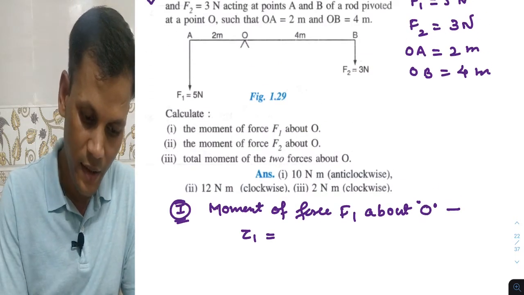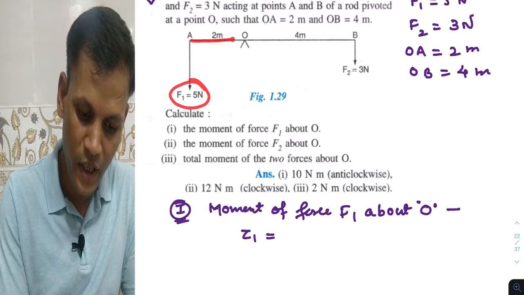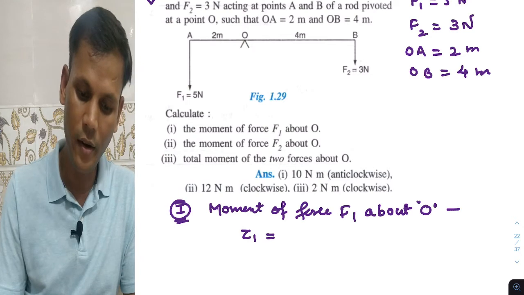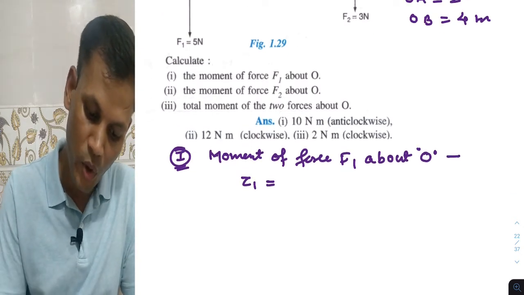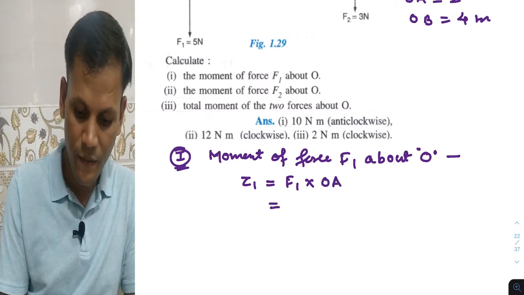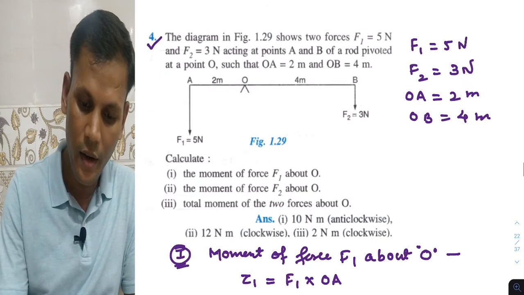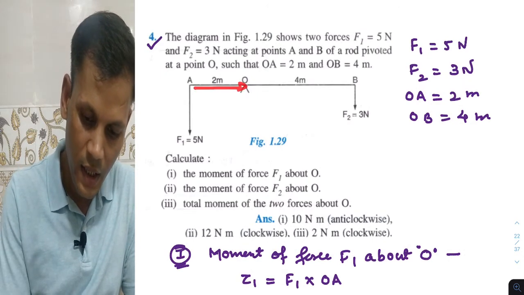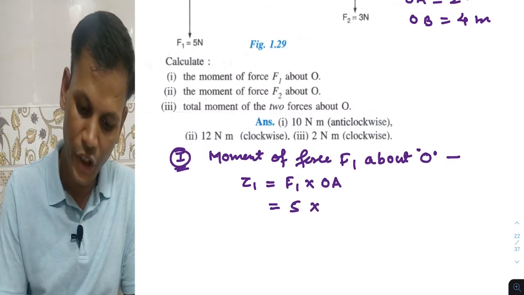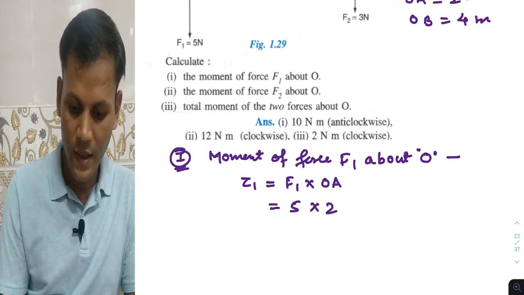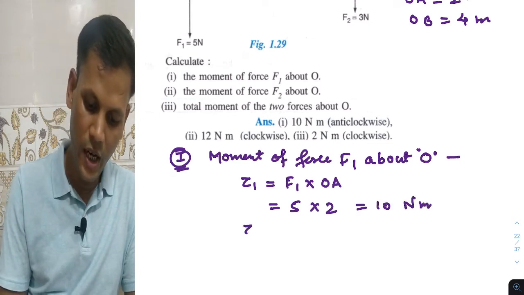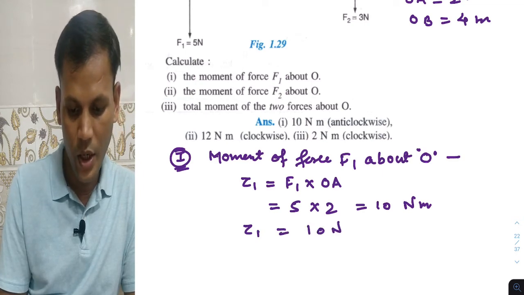So tau 1 will be, as I said, force into perpendicular distance. So it will be F1 into OA. Tau 1 will be F1 into OA. F1 is 5 Newton into OA, this distance, 2 meter. So 5 into 2, that is 10. The unit will be Newton meter. So tau 1 will be 10 Newton meter.